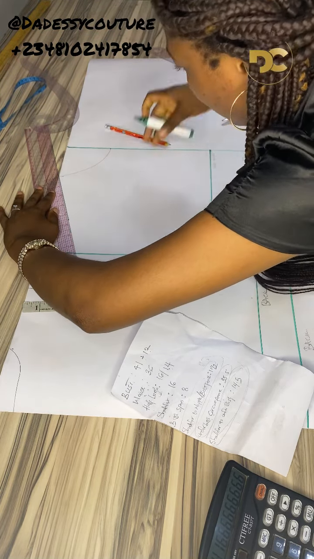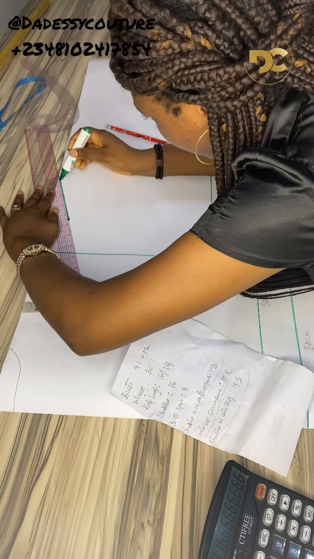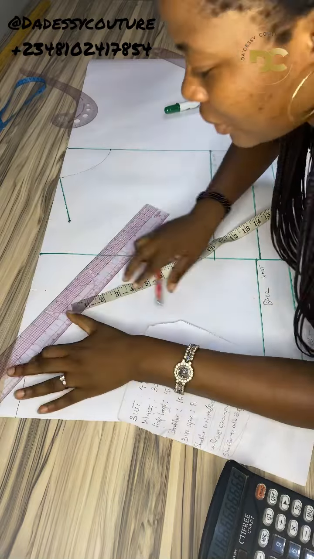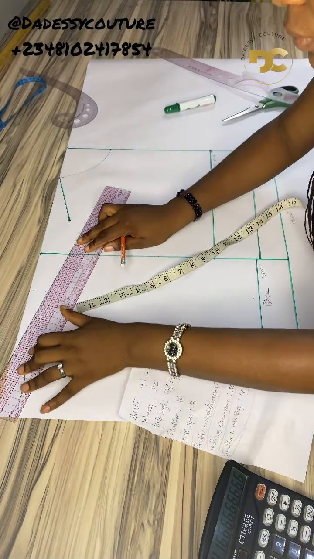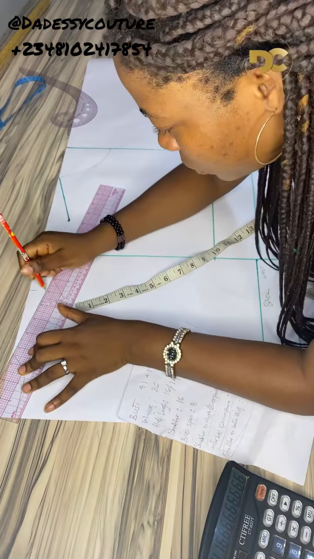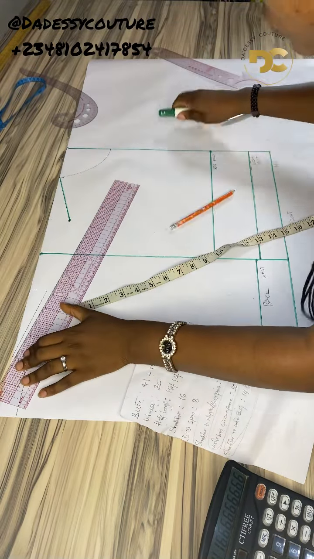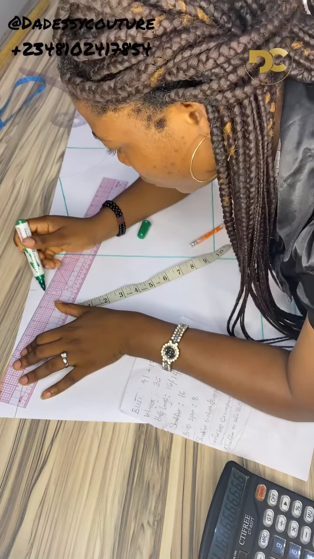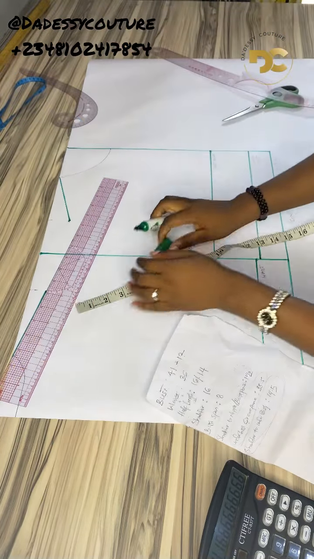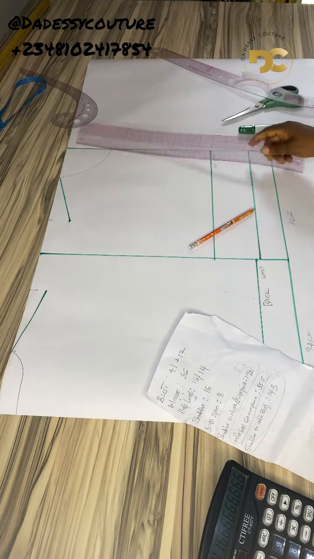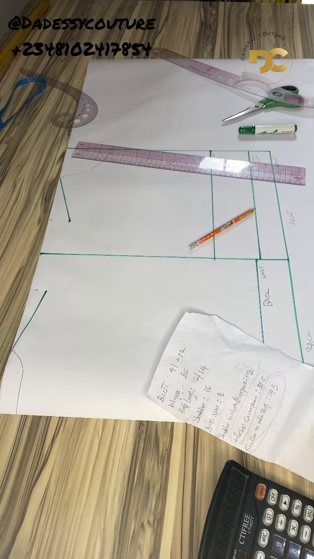So let me use the marker to reinforce it so you can see it well. Just follow, it's very, very simple and very easy. You connect the back as well. Yeah, we're almost done. So now the next thing is to determine our chest line.